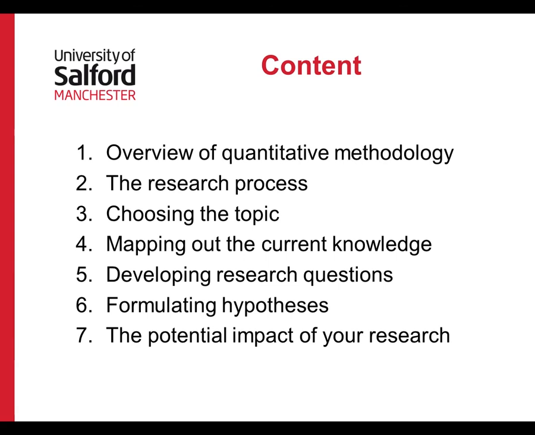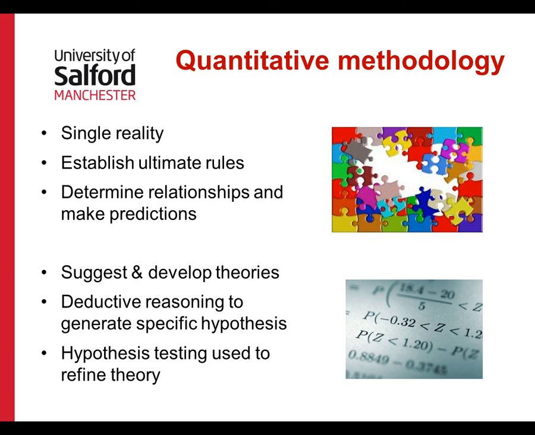The first thing that we'll do is look at quantitative methodology and how this dictates the research process. We'll then talk about how to choose a topic and how to map out the current knowledge by looking at papers in the scientific literature. We'll then talk about how to develop and formulate a clear research question and how to develop an associated hypothesis. And then we'll conclude with giving you some pointers on how you can think about the potential impact of your research.